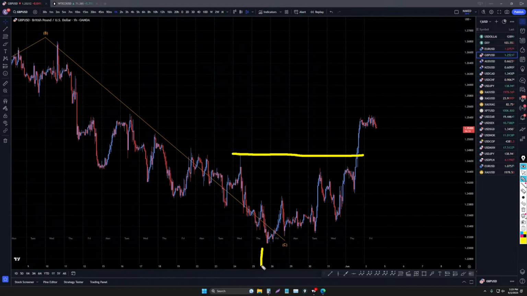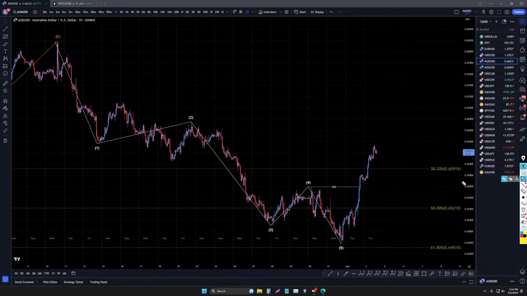Just like the other ones, this could be a 1 of C and a 2 of C, and it could just go down and make a 3 of C. That definitely is a possibility. Now, looking at the fact that we broke structure, looking at the longer time frames, I also think there's a very good likelihood that this move down is a correction and that this is going to end a correction and end up continuing the uptrend.